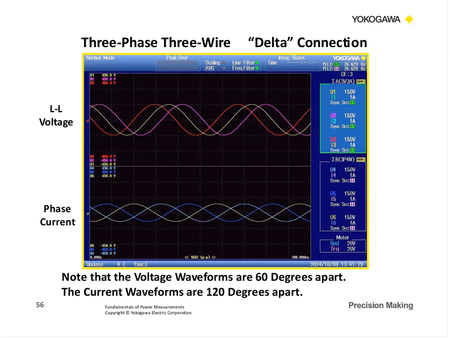They're all 120 degrees apart. This is not phase voltage. So if you get something like that, that's what you should get. For a balanced system, they're going to be 60 degrees apart for the voltages.